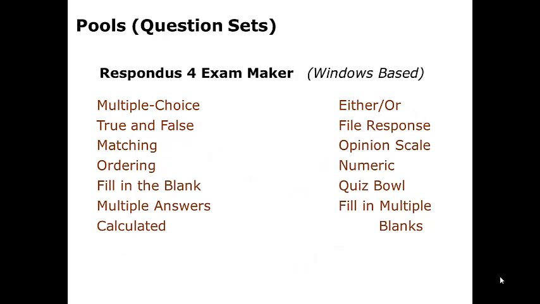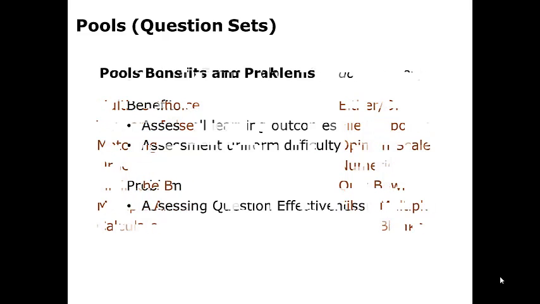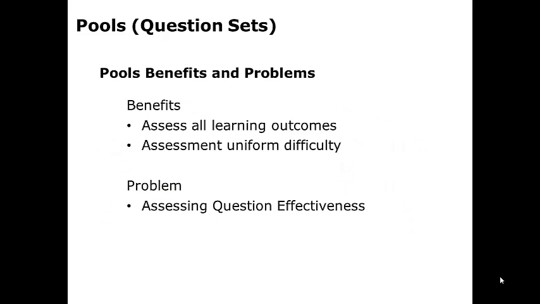Now the Respondus Exam Maker will make various types of questions. This is a Windows-based program. It can make multiple choice, true/false, matching, ordering, fill in the blank, multiple answers, calculated, either/or, file response, opinion scale, numeric, quiz bowl, or fill in multiple blanks. The benefit, if done correctly, is that the pools will allow you to assess all learning outcomes, and the assessment will be of uniform difficulty from one student to another.